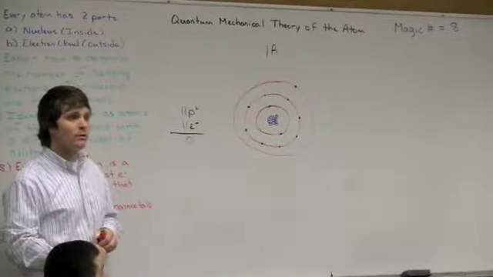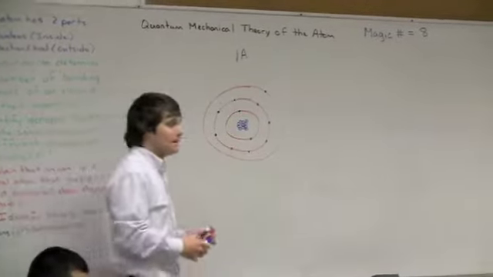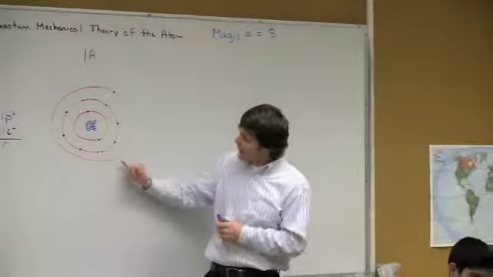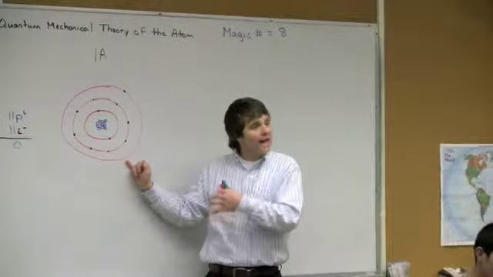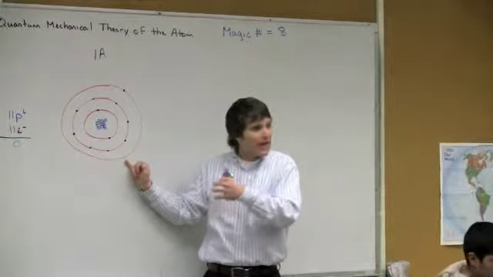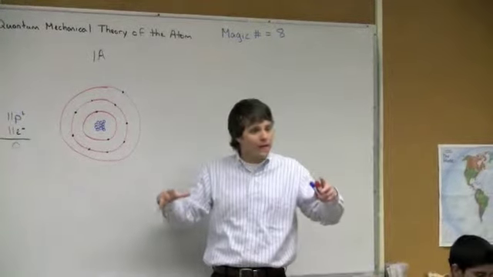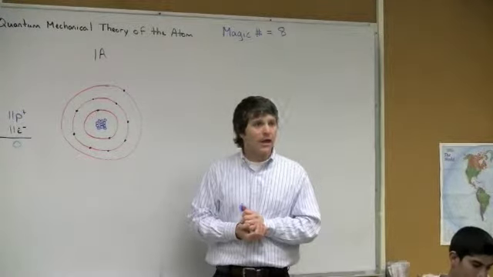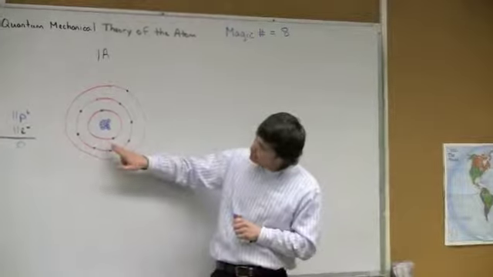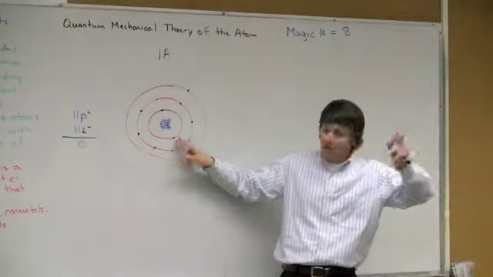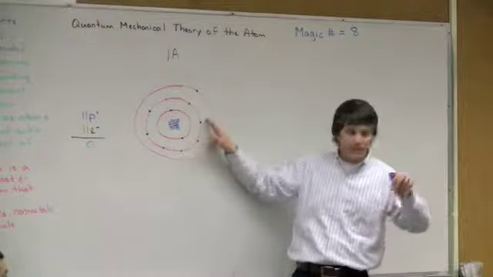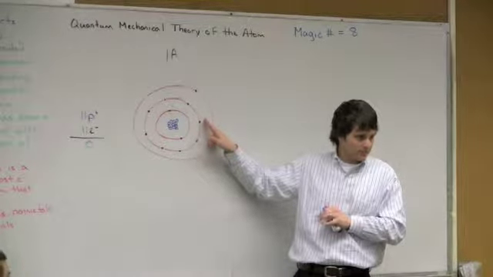Magic number equals 8. That means on the outside of every single atom, what that atom desires, what that atom wants, is 8 electrons on the outside. There's one exception. Energy level number 1 only needs 2 electrons. But everybody else needs 8 on the outside.